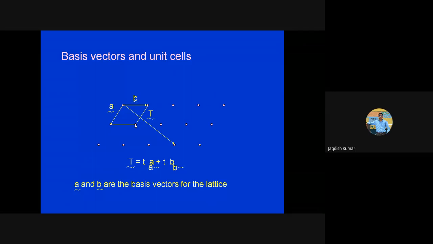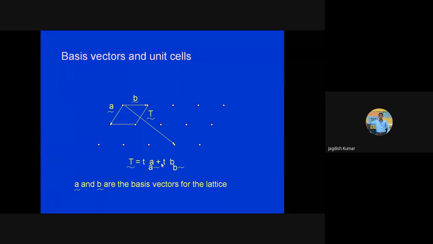Now comes the part of translational symmetry. So what is translational symmetry? We can define it according to this equation. Any translation which follows this law, something like t equal to n1a plus n2b, where these are integers. And this is not necessarily the same, I mean ta and tb. It may be t1a, t2b. These two integers may be different.